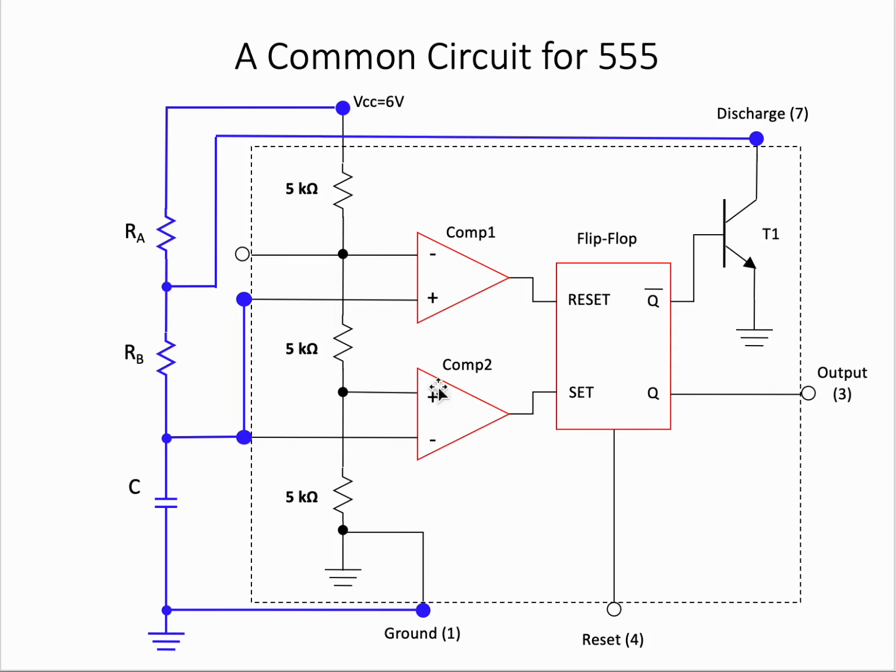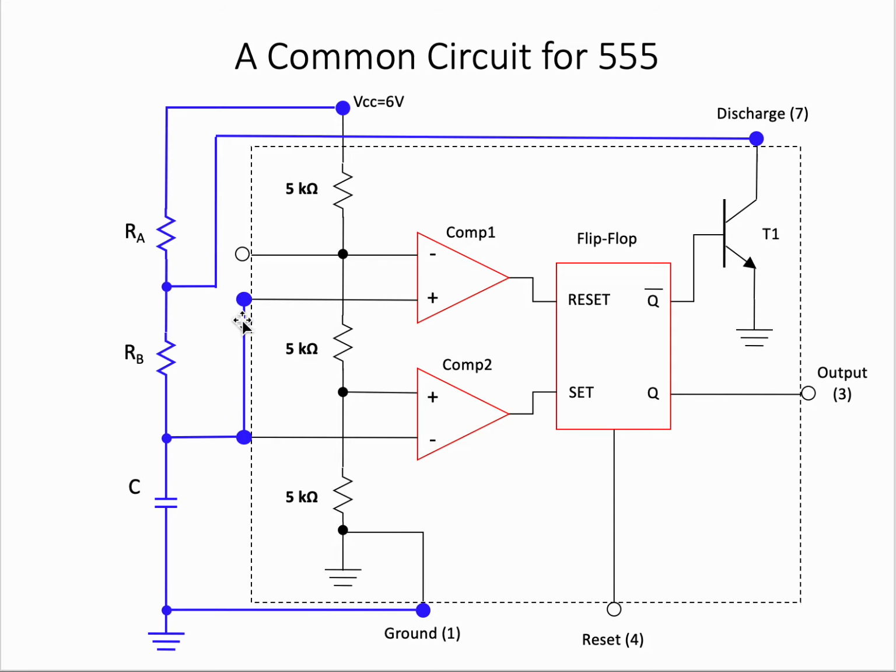Now let's look at the typical 555 timer circuit working in astable mode, which means it produces only a continuous square wave. In the circuit, we have two resistors, RA and RB, and one capacitor, C. It's very clear that the capacitor is charging through RA and RB from VCC, assuming it is 6 volts, and it's also discharging through RB and the discharge transistor, T1.